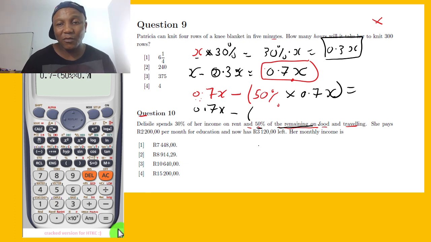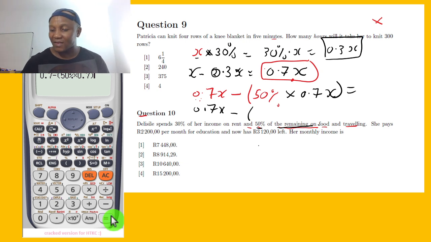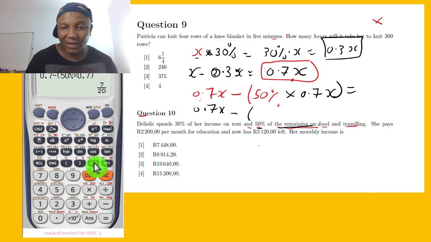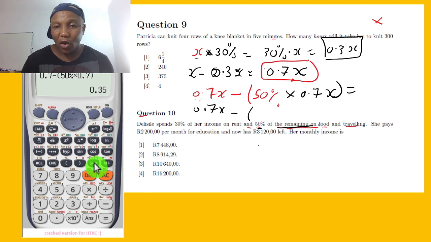So now let's see what we're gonna get. Did I close my bracket? Yeah. Okay. So this is gonna give us 0.35, if I'm not mistaken. Yeah, 0.35. Okay, let's see. So 7/20 or 0.35.